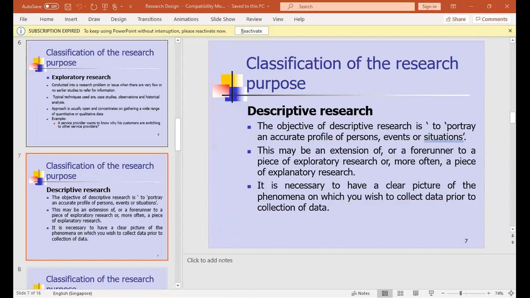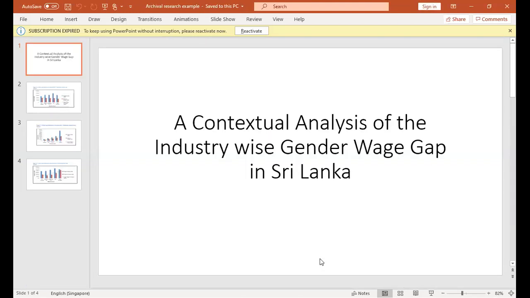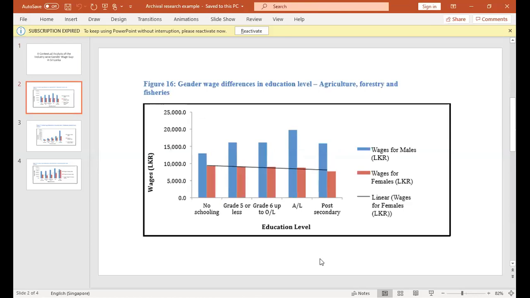the example that I showed you. So here you can see, right? This is what I discussed with you: contextual analysis of the industry-wise gender wage gap in Sri Lanka. So this was completely done based on data collected from the Census and Statistics Department. If you look at this, this is the gender wage differences based on educational levels, considering the sectors agriculture, forestry, and fisheries. So you can see that there is a significant gap of wages between men and women.